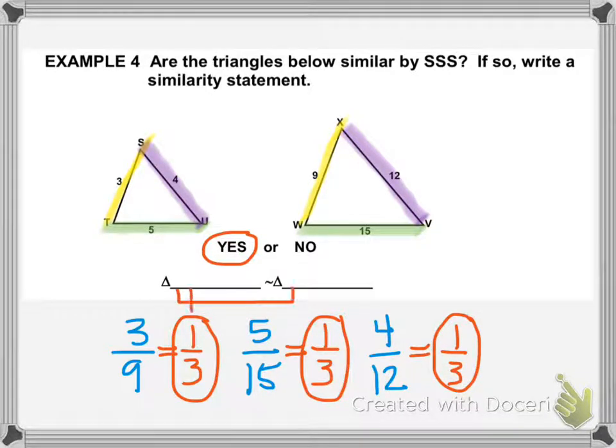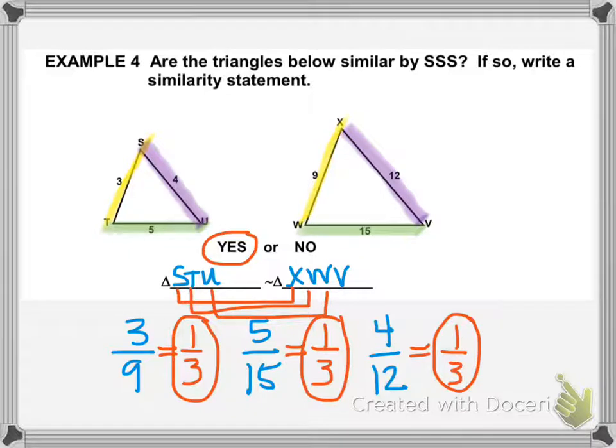Now we just need to write the similarity statement. Start with whatever triangle you want. I'm going to start with the one on the left. I'm going to call it STU, S-T-U. The S corresponds with the X, the T corresponds with the W, and the U corresponds with the V.